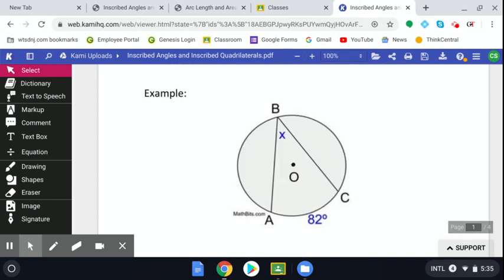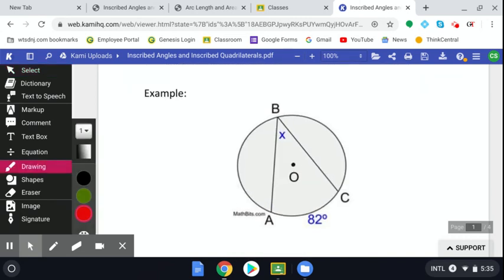So for example, here they gave you a picture. This is an inscribed angle, and this angle is inscribed because the vertex is on the circle. The measure of the intercepted arc, which happens to be arc AC, is 82, which means that x should be half of 82. So x should be 82 over 2, which is 41 degrees.